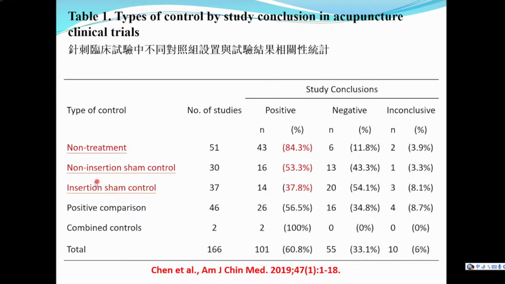But if you compare with a non-insertion sham control, where the needle does not insert into the body, there was a 53% decrease, which means positive, and there are still some negative studies. But if we compare with an insertion sham, putting the needle somewhere in the body, then there is only 37% positive studies, and 54% negative studies. You see, the control selection makes the outcome different.